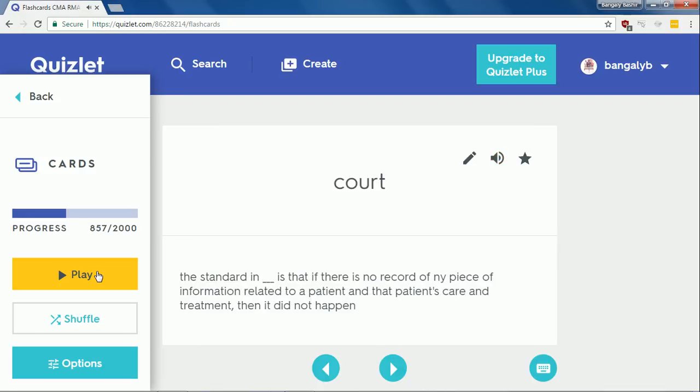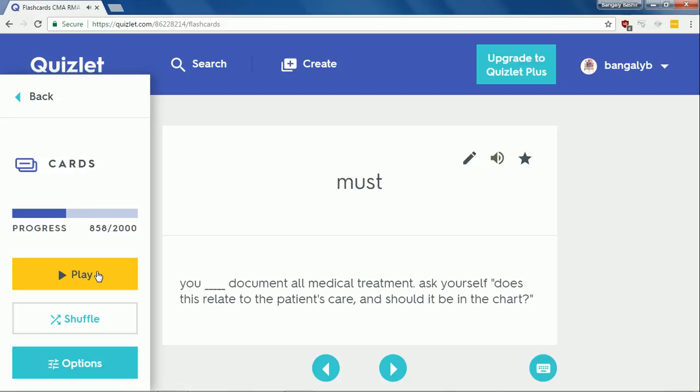Court. The standard in court is that if there is no record of a piece of information related to a patient and that patient's care and treatment, then it did not happen. Must: you must document all medical treatment. Ask yourself, does this relate to the patient's care, and should it be in the chart?